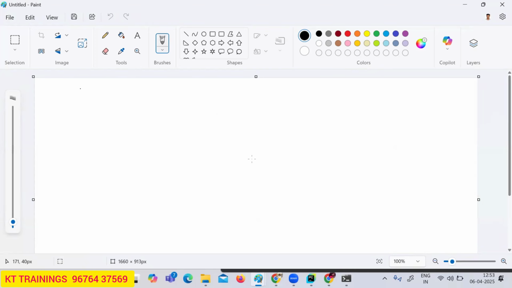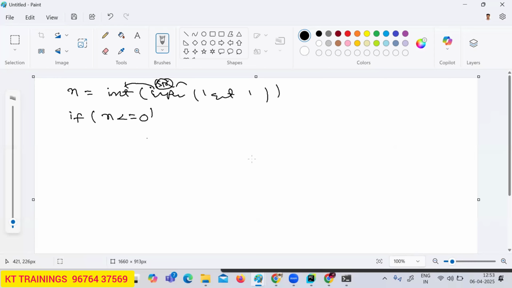We can go for the program. How to write the program? First of all, n is equal to int of input of enter number. For which number you want factors, the input is stored in the form of a string. For the calculation, we have to convert it into integer format. Then if it is a negative number or 0, no factors are there, invalid input. Else we have to find them.